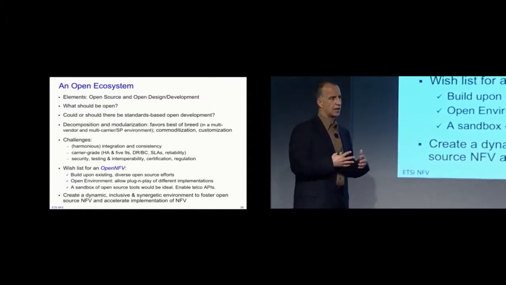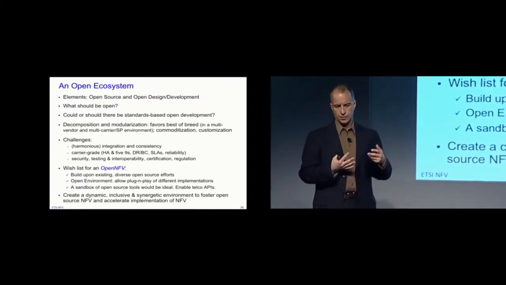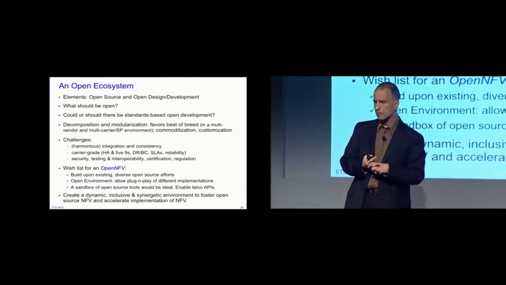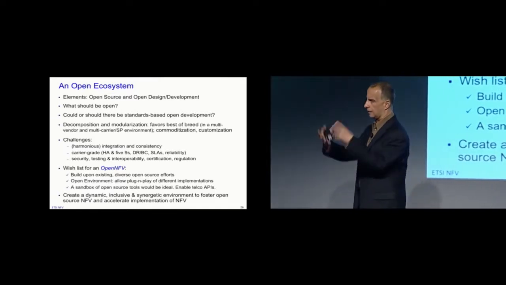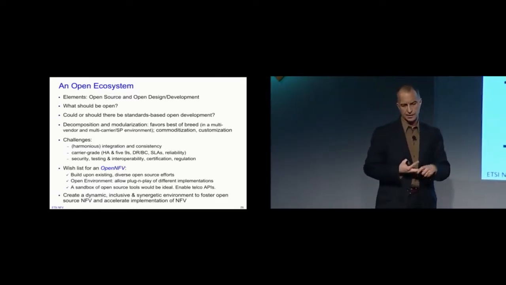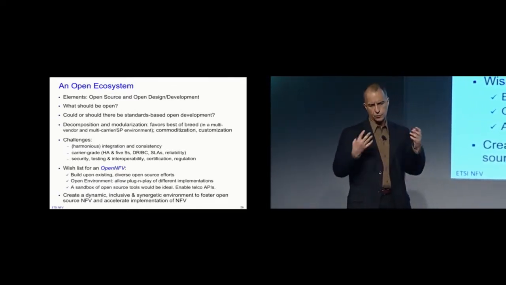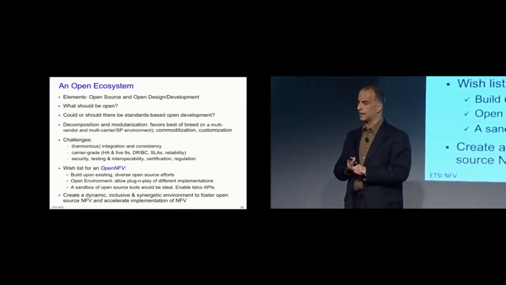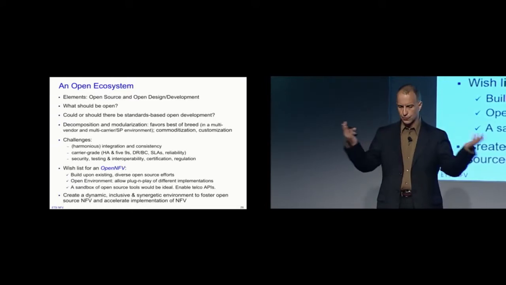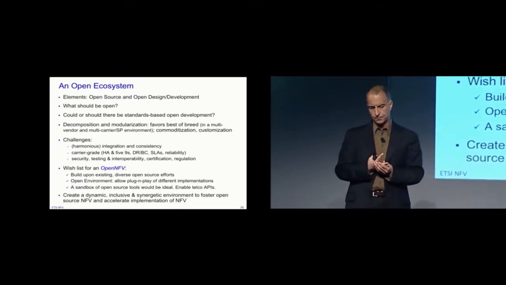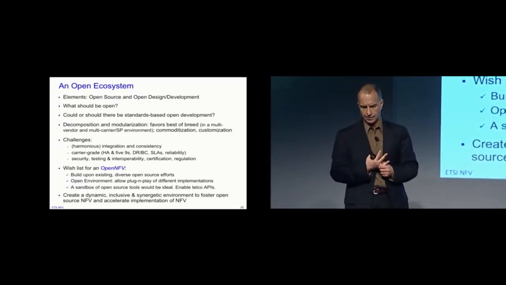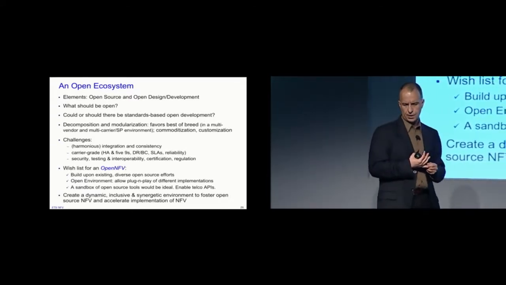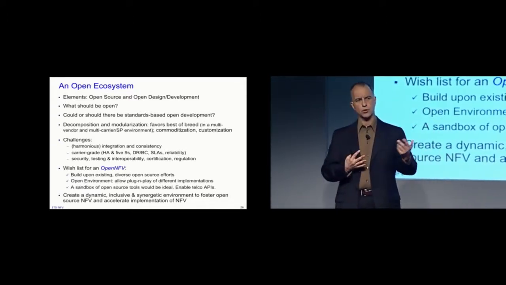We do, however, have a wish list for OpenNFV, and that consists of making sure that we build on existing diverse open source initiatives, and Linux and OpenDaylight are of course among them. We have to make sure that we maintain an open environment, so we allow for plug-and-play type of solutions that come from different vendors, and so we have to avoid any singularity here. We have to essentially allow for diversity.